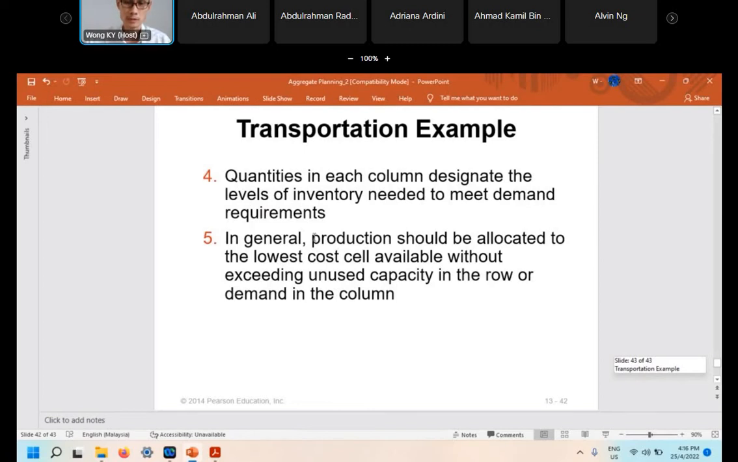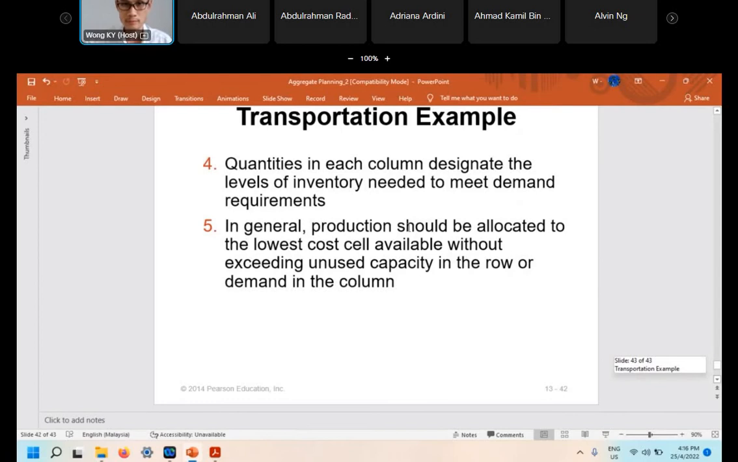Production quantities or inventory quantities should be allocated first to the lowest cost cell without exceeding unused capacity and also the demand. Once we are done, we look for the next cell that has the minimum cost, and we allocate as much as possible. This process is repeated until all the quantities have been allocated. I hope you understand all this.